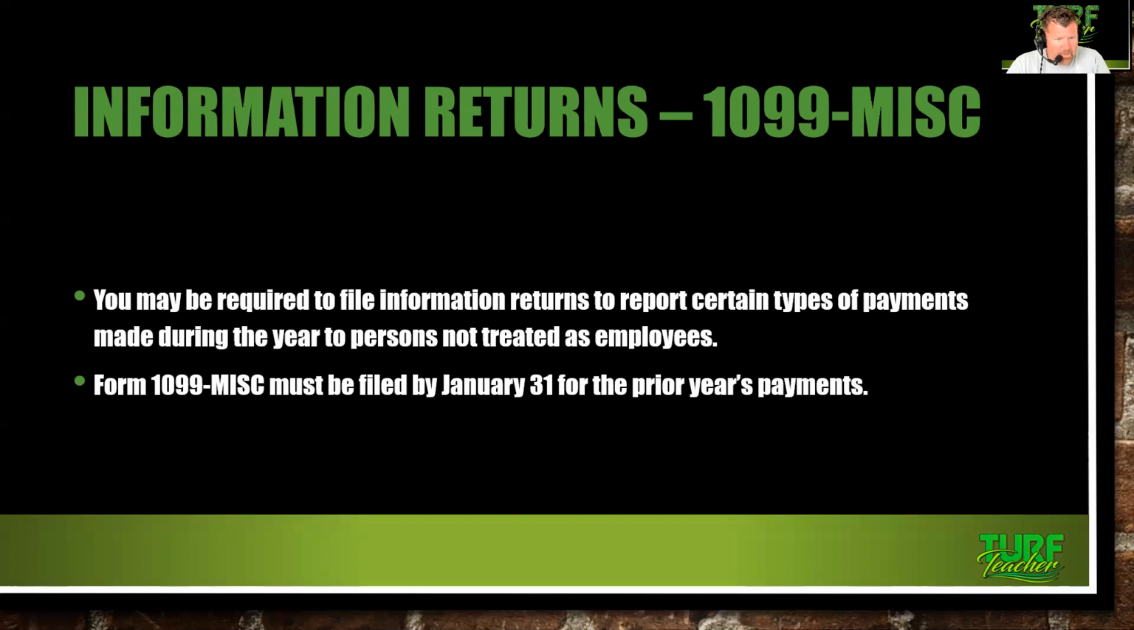Your 1099s, you may be required to file information returns to report certain types of payments made during the year to persons not treated as employees. These are your subcontractors. Form 1099 miscellaneous must be filed by January 31st for the prior year's payments. That way they can get their 1099. You give it to the subcontractor and then mail it to the IRS, and then that way when the subcontractors do their taxes, they're paying the tax on that. Now, if they're a corporation, you don't have to send them the 1099. These are going to be sole proprietors or people that are using their social security numbers.